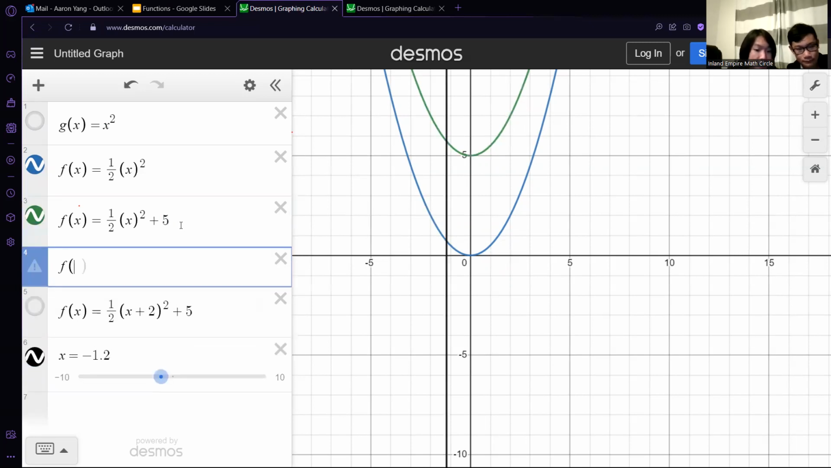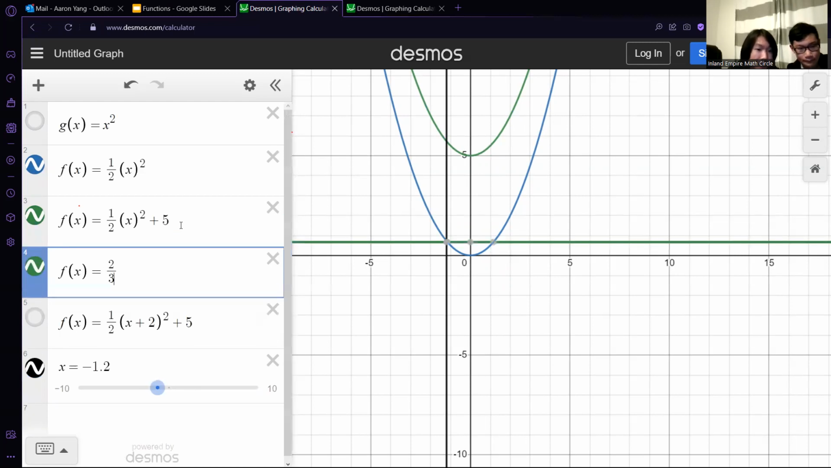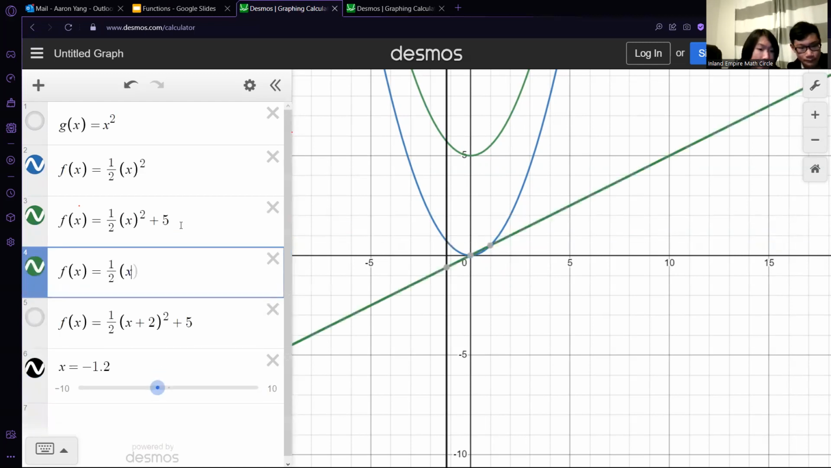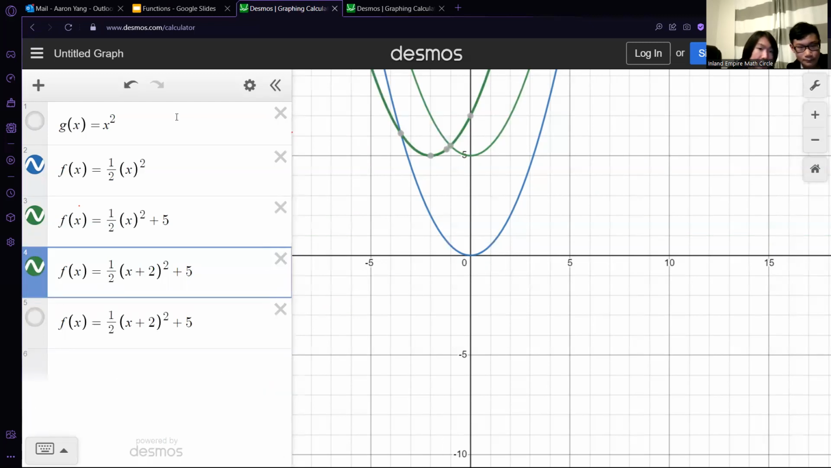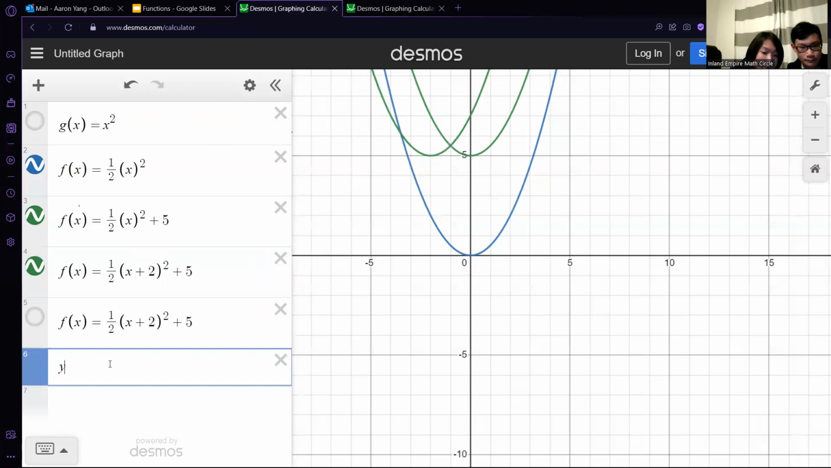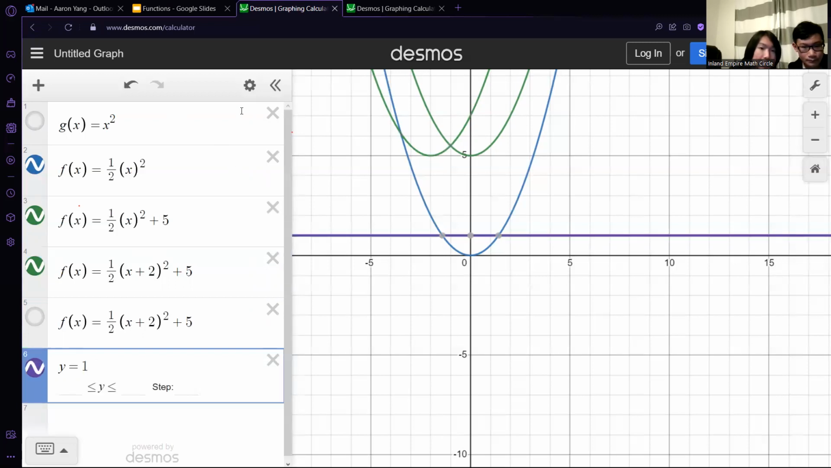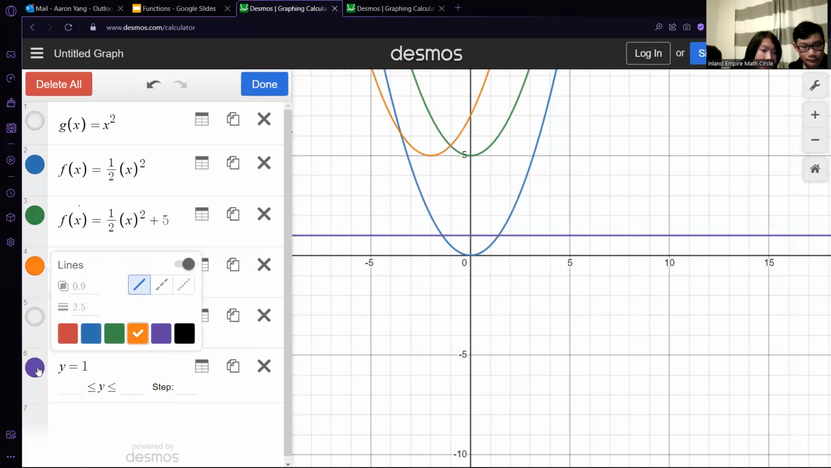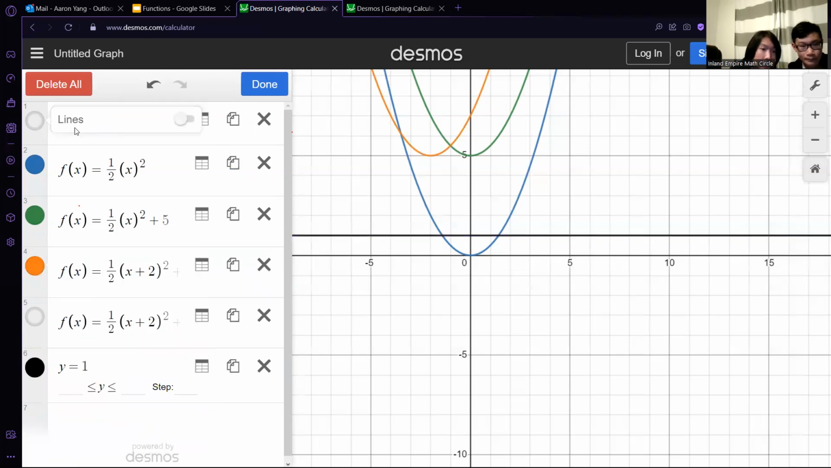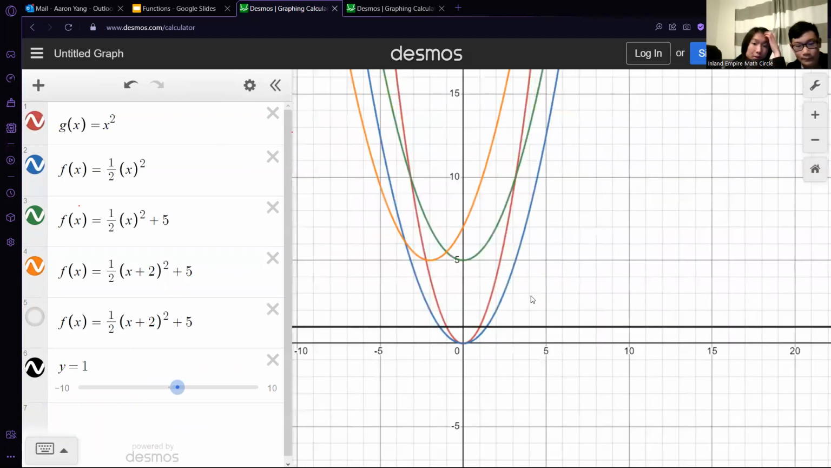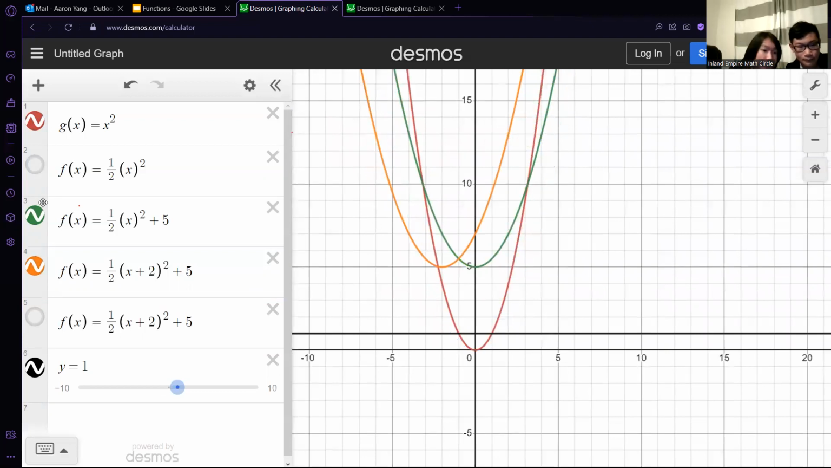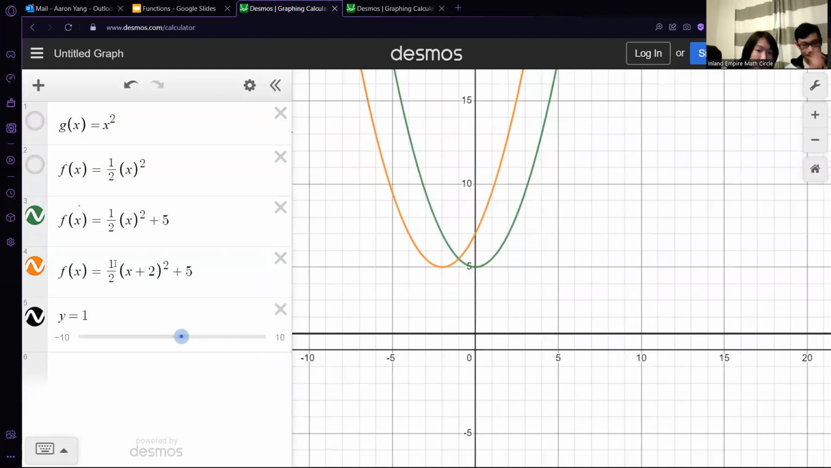Just got one more section left. Let's rewrite this one more time, if I can write it correctly. Now we have (x + 2) squared. So I'll get rid of this black line here and replace it with y equals 1, and we'll switch around some of the colors. Okay, so this is getting kind of messy. I'll delete some of the earlier versions. So now we're only left with the final function, right?